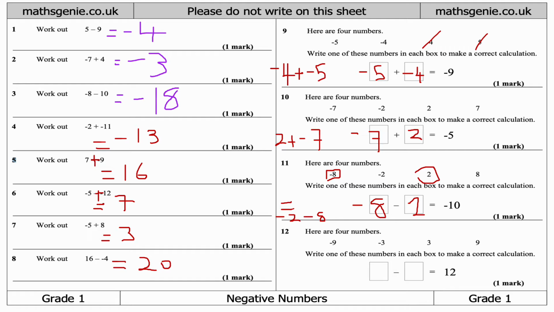This one I'm trying to make 12, and I've got a minus sign. So if I do 9 take away minus 3, well, the minus there becomes a positive. 9 plus 3 is 12. So this one's being careful, noticing your minus signs.